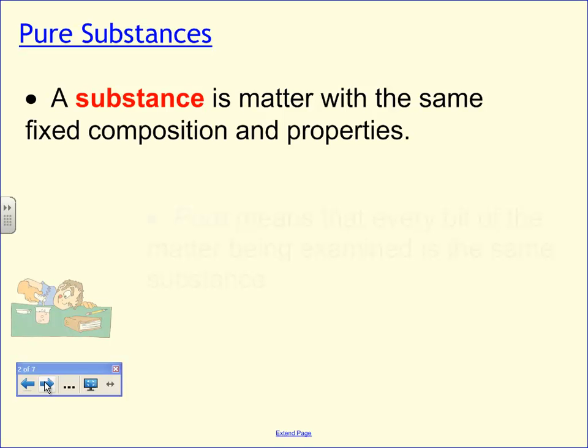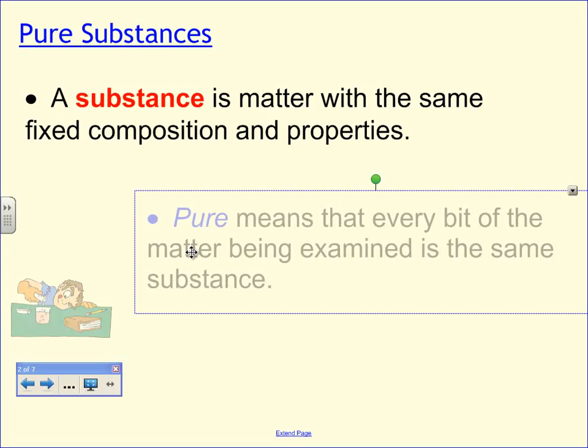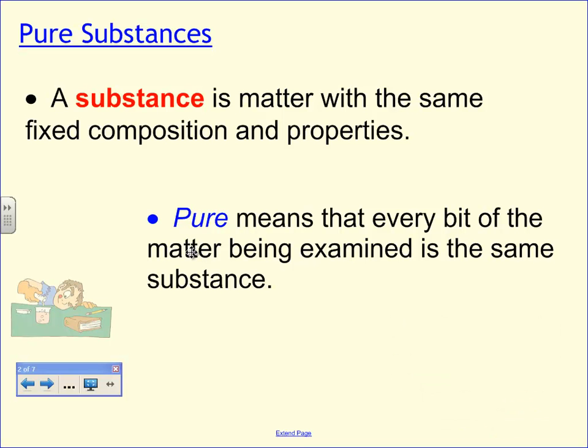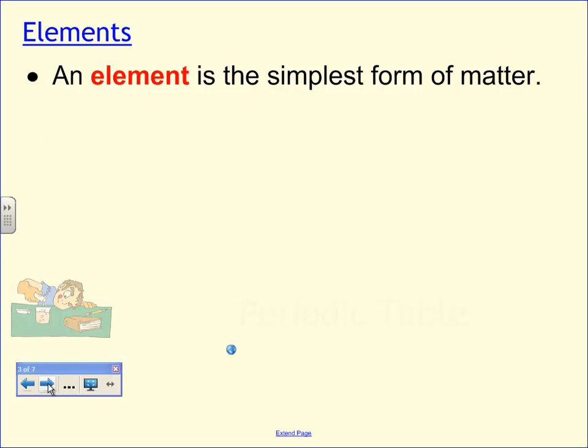The word substance for us means that it's matter that has the same composition and properties. If it is a pure substance, that means that for whatever sample of that matter we have, it's all the same substance. You don't have substance A and B in it; everything in it is the same substance. Pure substances that you would know are purified water, oxygen, sugar, gold. If that's all there is in it, that's what we would categorize as a pure substance.